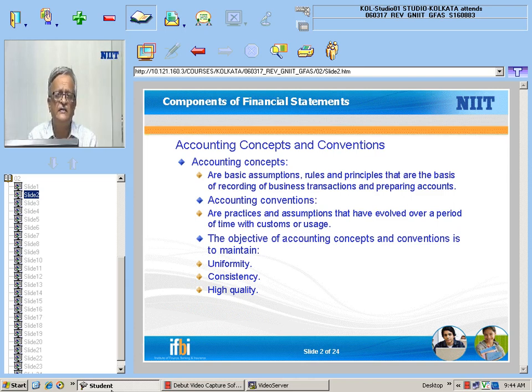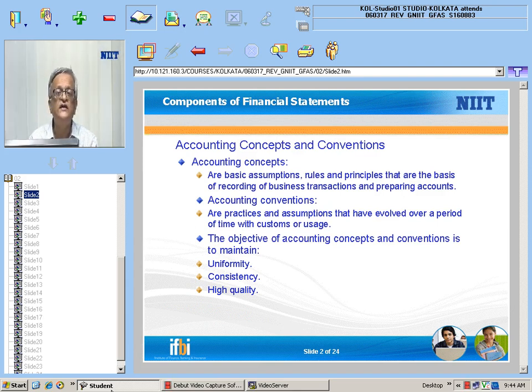For example, in India, all business organizations must follow one accounting standard. If different organizations follow different accounting standards, then a lot of confusion will be there. In order to avoid that, certain uniform accounting standards and practices have to be followed in a country. So that is called uniformity.